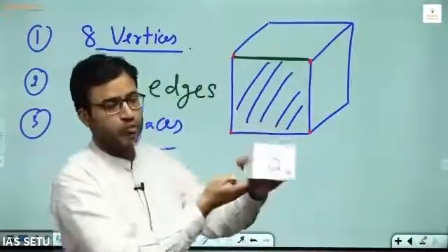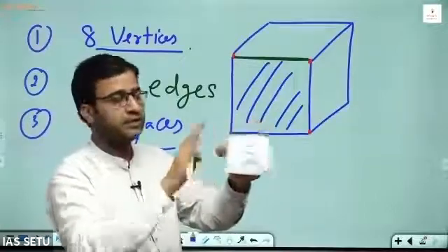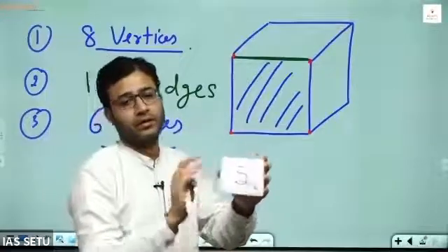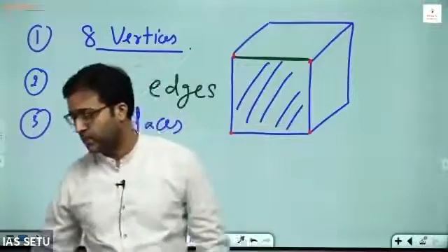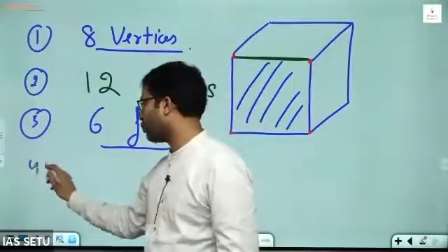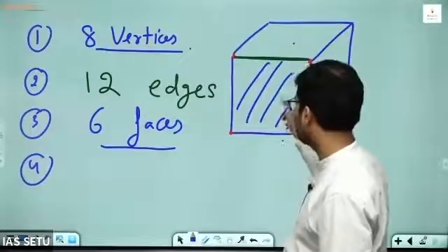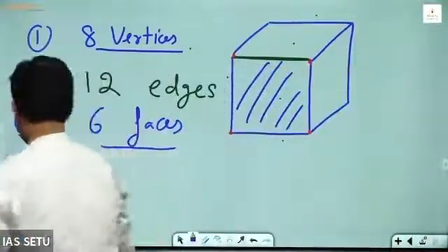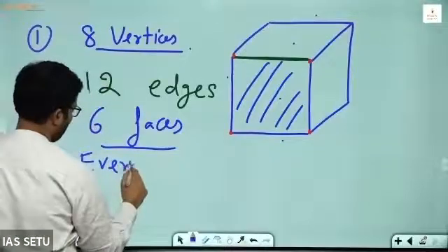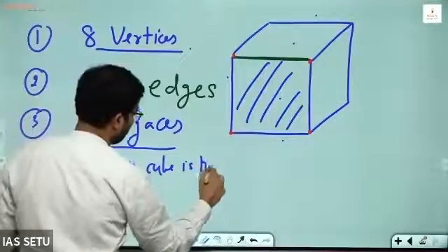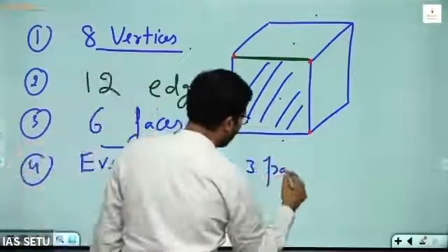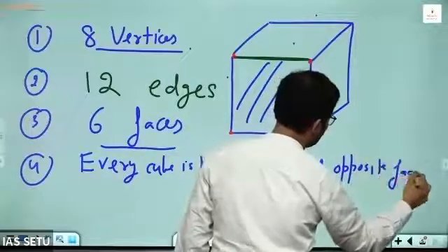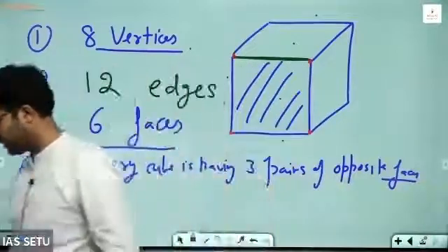Top face is opposite to bottom, 1 pair. Front face is opposite to back, second pair. Left face is opposite to right face. This is the third pair. So we have exactly 3 pairs of opposite faces. So you write the fourth property. You can check: top face opposite to bottom, front face opposite to back, left face opposite to right. So every cube is having 3 pairs of opposite faces.